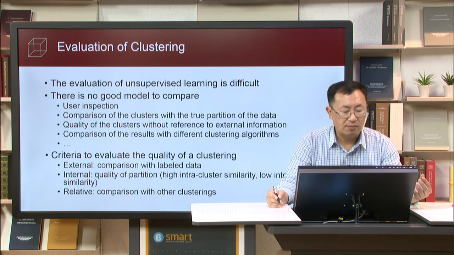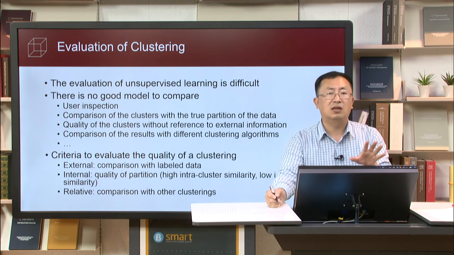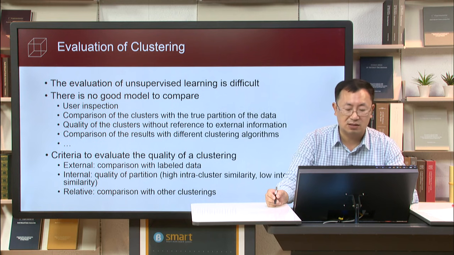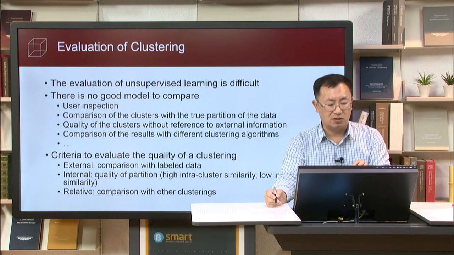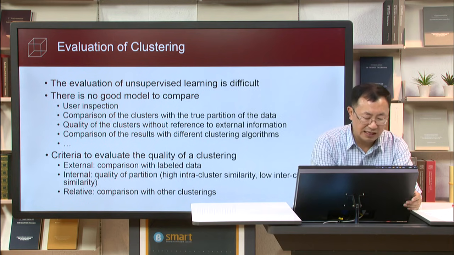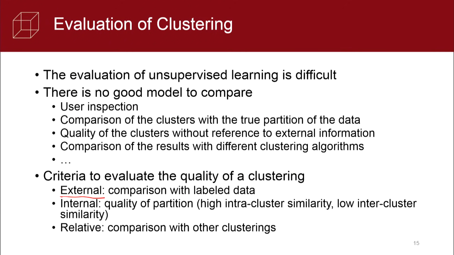So for example, you can make an inspection. By taking a look at the outcome, you can say one clustering is better than the other one. That is one possibility. Or, if it is possible, you can make a comparison of the clusters with the true partition of the data, if the true partition is available. That is called external evaluation. So external evaluation compares the result with the labeled data. But normally, external evaluation is not possible, right? If so, probably you wouldn't need unsupervised learning, right? So you also think about evaluating the quality of the clusters without reference to external information.